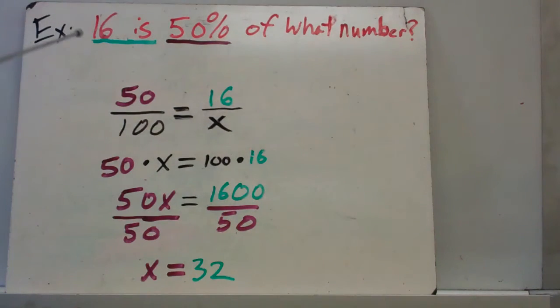So we cross multiply. 50 times x is 50x. 100 times 16 is 1600. We need to get that x by itself, so we're going to divide both sides by 50, and x in this case is going to be 32. So 32 is going to be our whole.